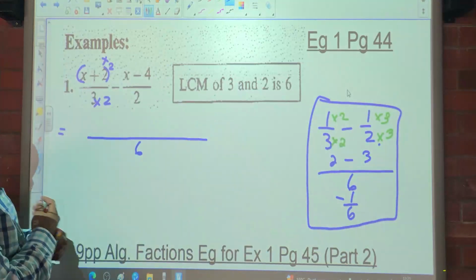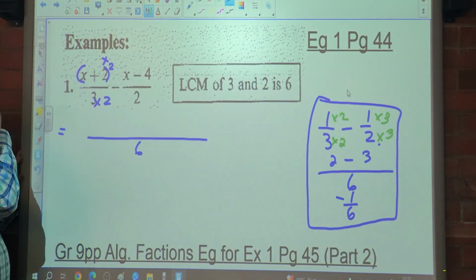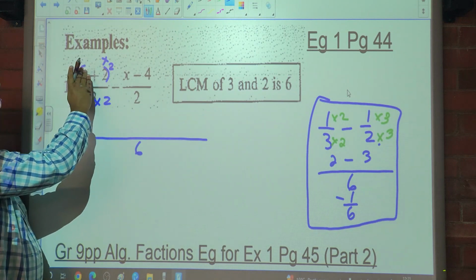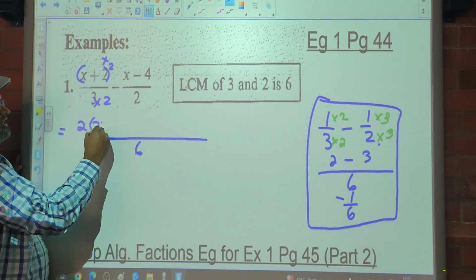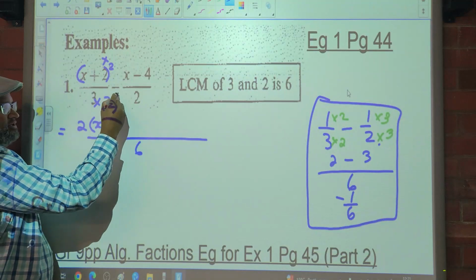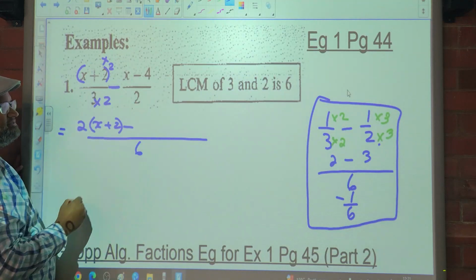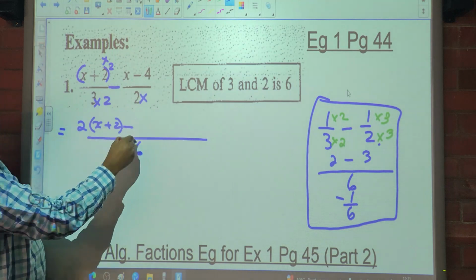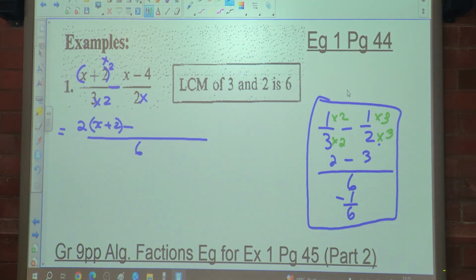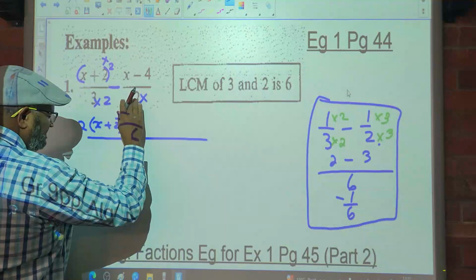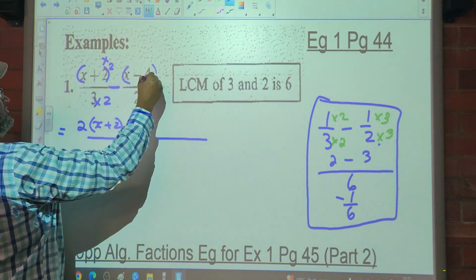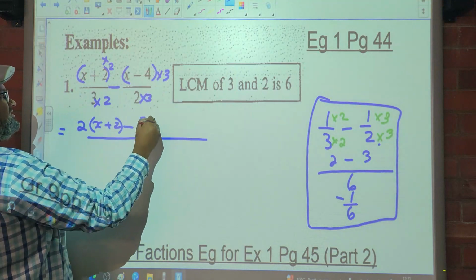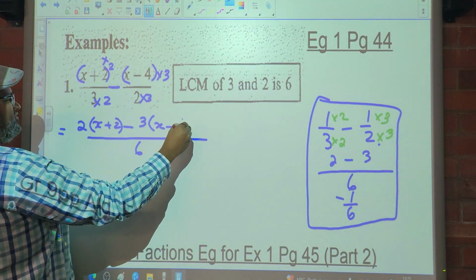So what I do is, I don't try to be brave and multiply this out one time. I write it out again. So it's going to be 2 into (x plus 2). You see the minus? Minus. So what must 2 be multiplied by to give you 6? I think I have the answer. 3. That must also be multiplied by 3. So it's 3 into (x minus 4).